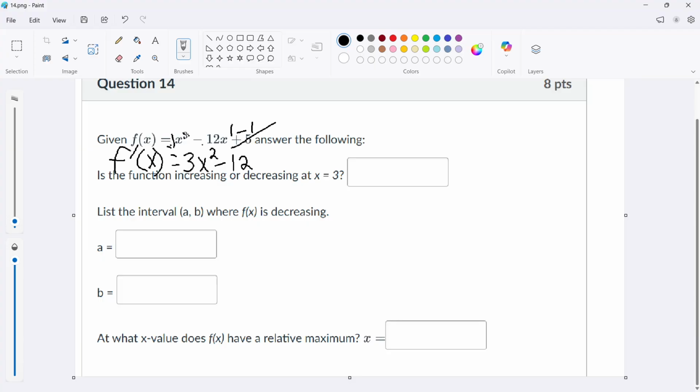I will plug in 3 because I want to know if it's increasing or decreasing. If the derivative is positive, increasing; negative, decreasing. 3 squared is 9. 3 times 9 is 27. Minus 12 is positive. It is increasing.